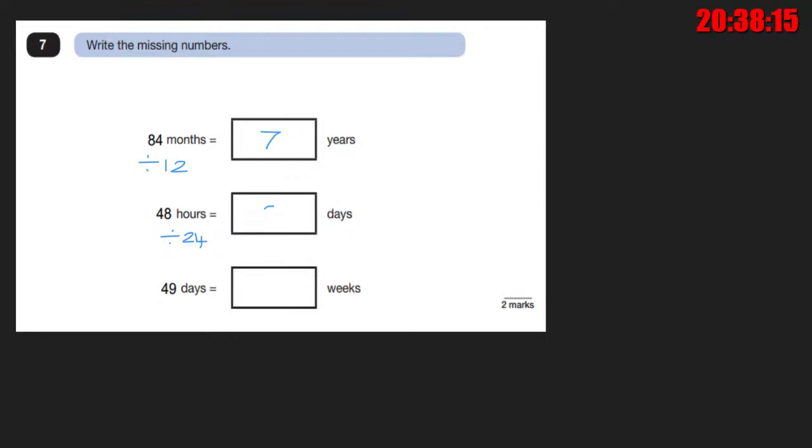So 48 hours means 2 days. 49 days divided by 7 is 7 weeks. That is the answer for question number 7.